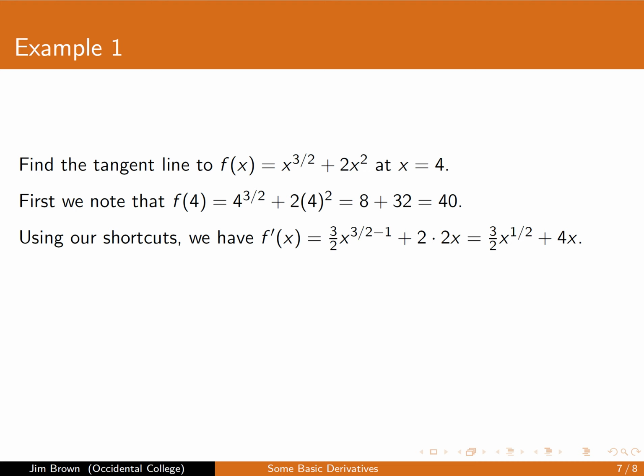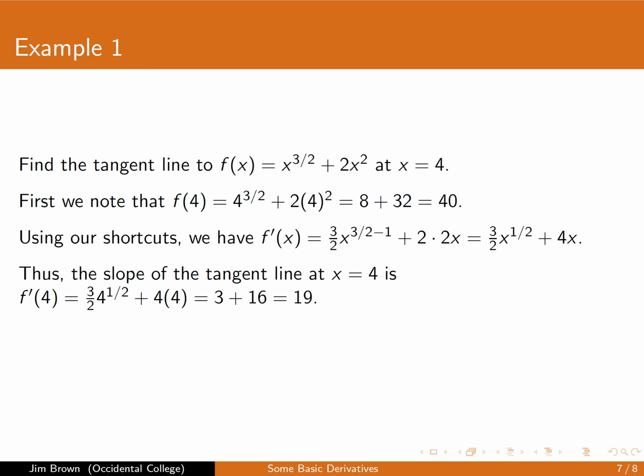So you can see this is much nicer than having to do this using the limit definition of the derivative. It would have been a mess for this one. Now if I plug in x equals 4, I get 3/2 times 4 to the 1/2, so that just becomes 3, because 4 to the 1/2 is 2 and it cancels the 2 in the denominator. And then 4 times 4 is 16. So the slope of the tangent line is 19. Putting that together with the point we found, the tangent line is y minus 40 equals 19 times x minus 4.